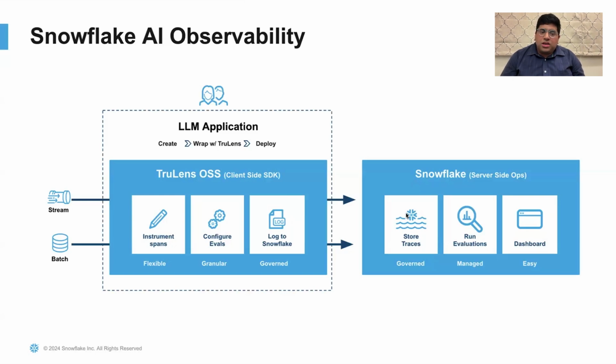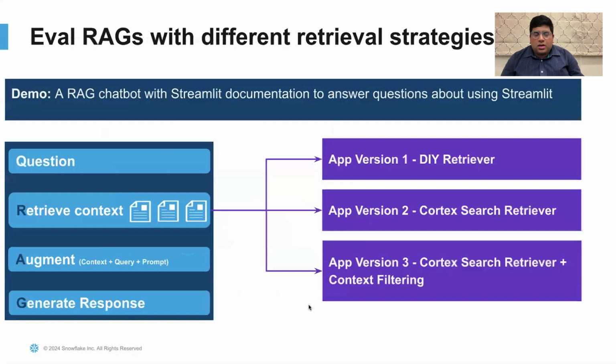TruLens can be used as a standalone package for local experimentation and testing, but when these traces are logged within Snowflake, you get the benefits of storing these traces in a governed environment, run evaluations on scalable compute in a managed setup, and have an easy to use UI to consume these results. Let's understand this better using an example.